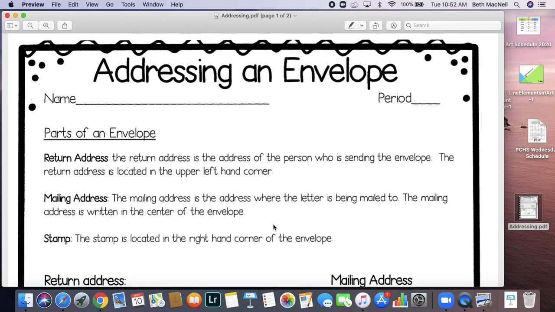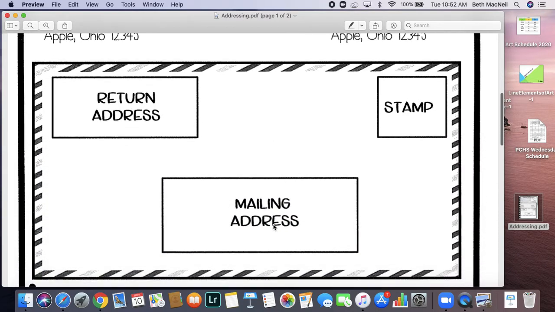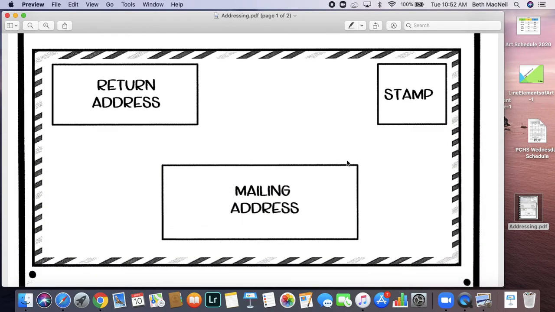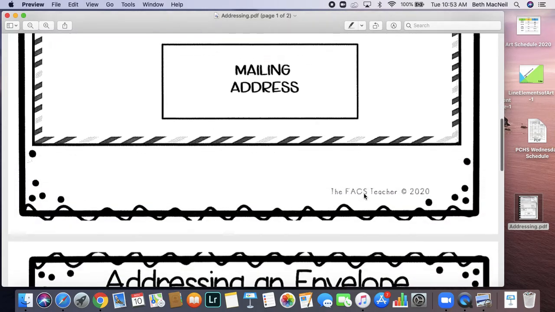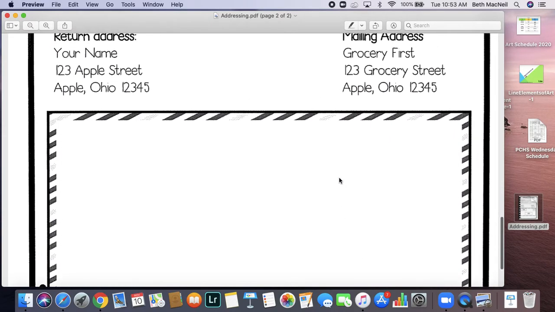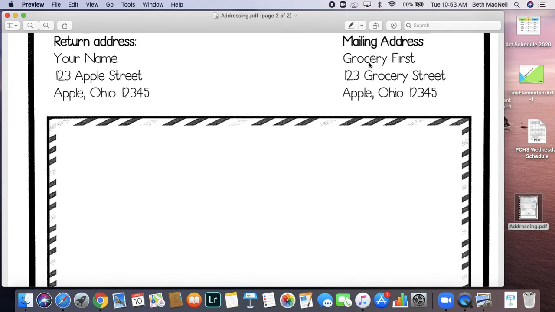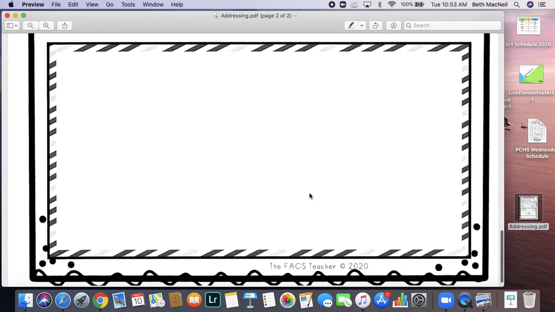So there are parts of an envelope: the return address, the mailing address, and where the stamp goes. Your envelope should be laid out like this. Here's your return address. This is your address. This is where you're sending the bill to, and then you put your stamp right there. So to address the envelope, you would utilize your name, the street, and the town, city, and zip code. You would then write the business name, the street address, the town, city, and zip code. Please practice doing that here.